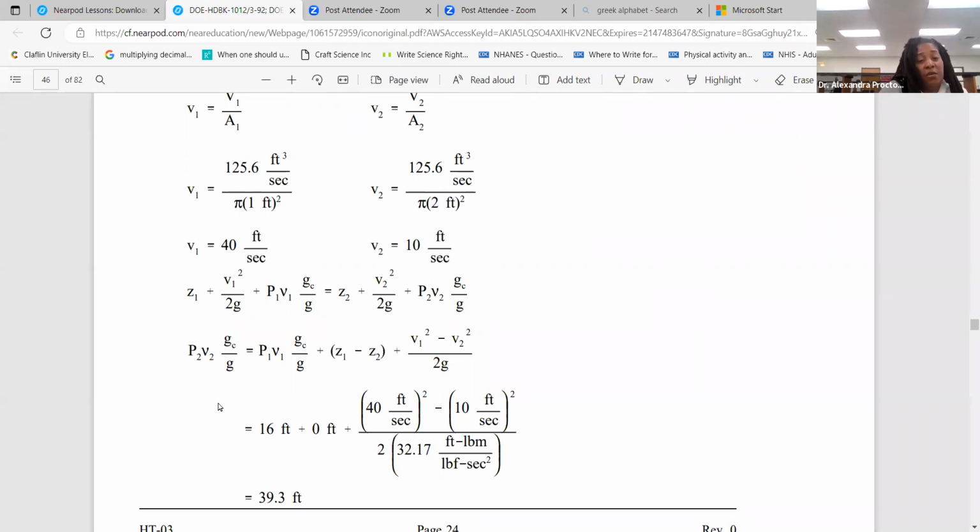So this is the equation that they use: 16 feet plus 0 plus 40 squared minus 10 squared divided by 2 times that constant, which is 32.17 foot-pound mass per pound force second squared. And so once they plug in and solve, they get 39.3 feet.